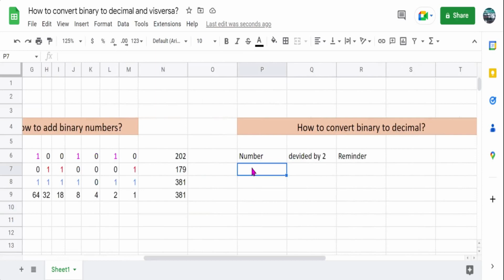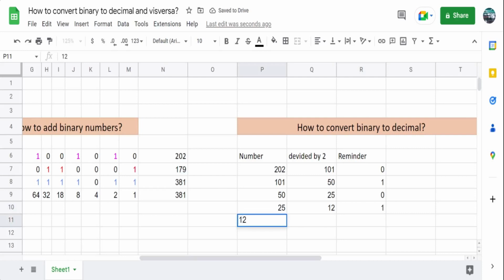Create a table of number divided by 2 and the remainder, as I created here. Then 202 divided by 2 is 101, and the remainder is 0. 101 divided by 2, the value is 50 with a remainder of 1. 50 divided by 2, the value is 25, remainder 0. 25 divided by 2, the value is 12, with a remainder of 1.